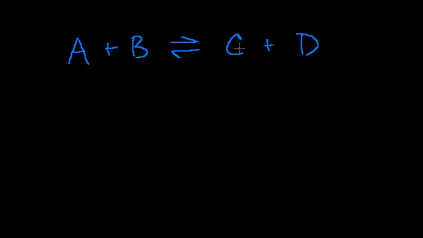Let's say we had the reaction: molecule A plus molecule B is in dynamic equilibrium with molecule C plus D, which just means that the rate of the forward reaction is going at the same rate as the backward or reverse reaction. There'll be some equilibrium concentrations of A, B, C, and D, and we can figure out what the equilibrium constant is if we want.